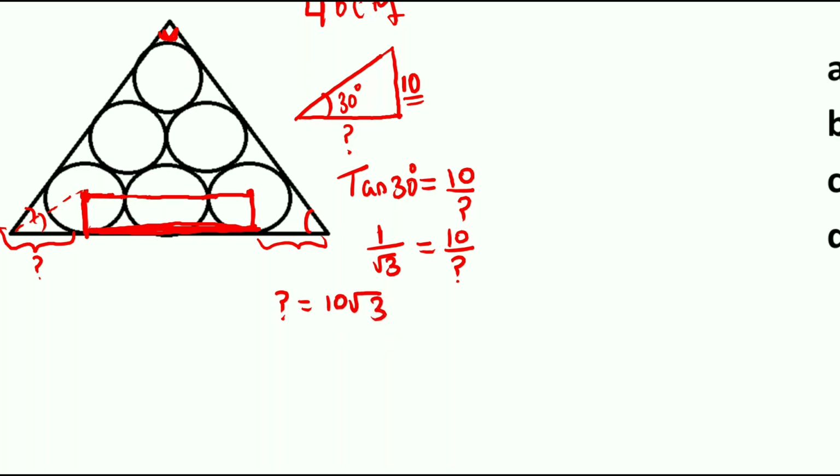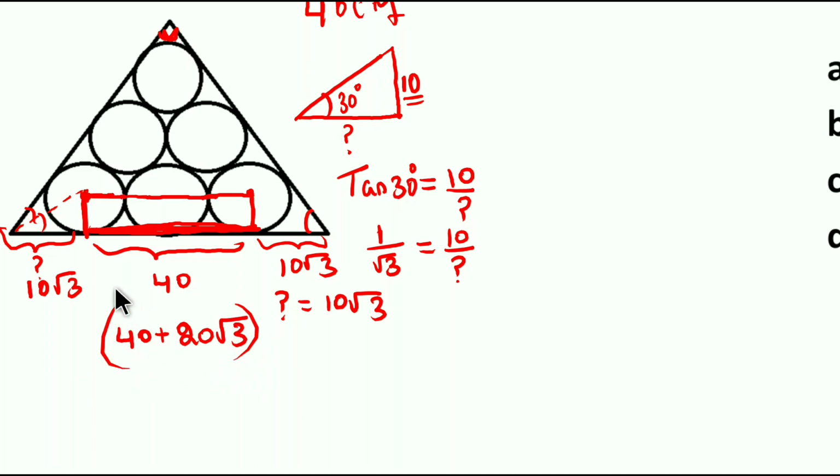Now you have found the value of the question mark to be 10 root 3, which is nothing but the adjacent side. So this is 10 root 3, and obviously this one will also be 10 root 3, and this part is 40 centimeters. Now try to add it, you get 40 plus 20 root 3. Now you found the length of one side of the equilateral triangle is 40 plus 20 root 3.